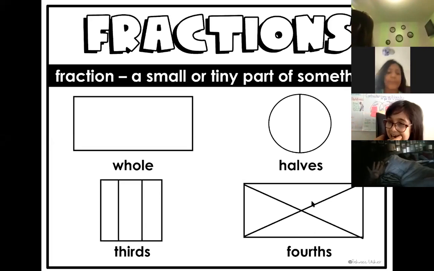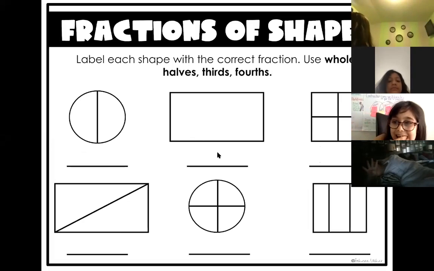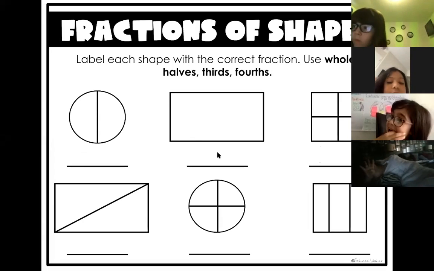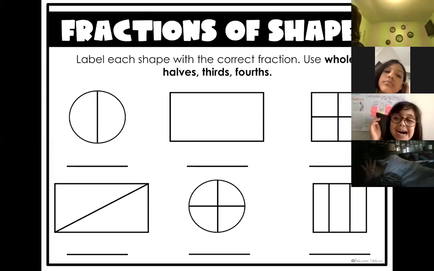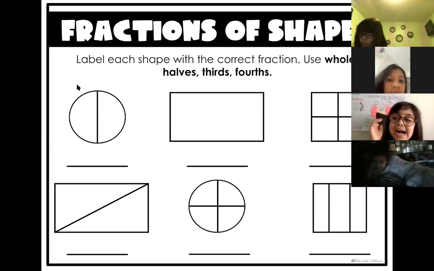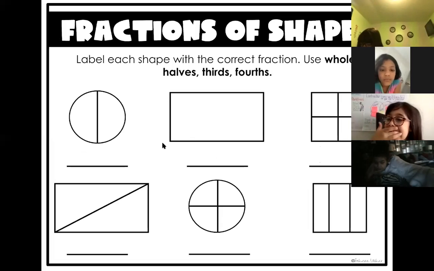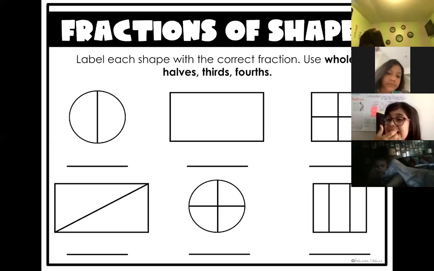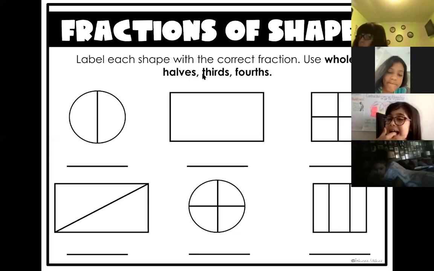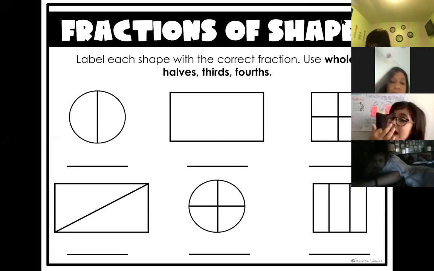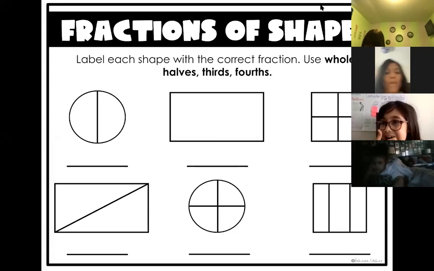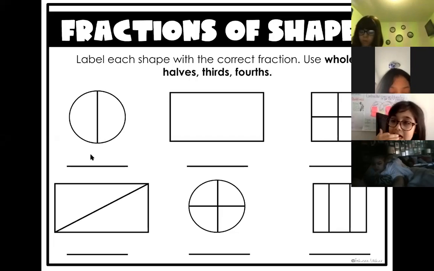All right, so we're going to take a look now at different shapes, different ways that they're partitioned, and we're going to say if they are a whole, that means they're a total, or if they're cut into halves, which is 2, thirds, which is 3, or fourths, which is 4. So I need everybody in the chat. If you can't type in the chat, then you can show me with your fingers. If it's a whole, halves, you can show a 2, thirds, you can show a 3, and fourths, you can show a 4.